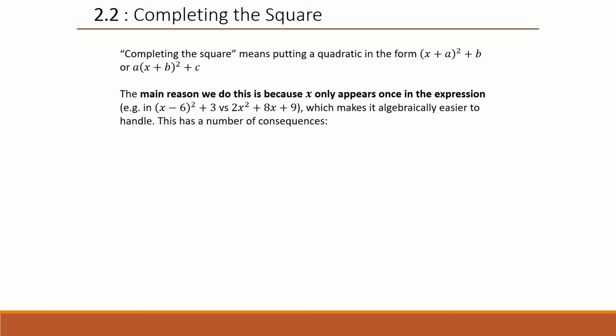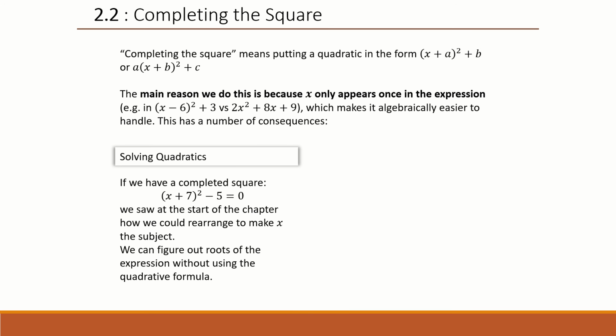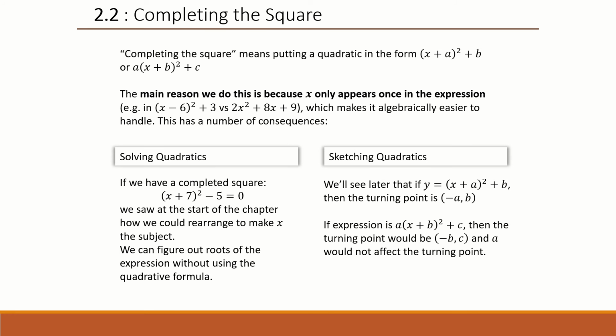The main reason we do this is so that there is only one x term, which only appears once in the expression, which makes it easier to do questions. Firstly, it helps us solve quadratics, as we can figure out roots of the expression without using the quadratic formula. Secondly, we can figure out the turning point of an expression when sketching quadratics.